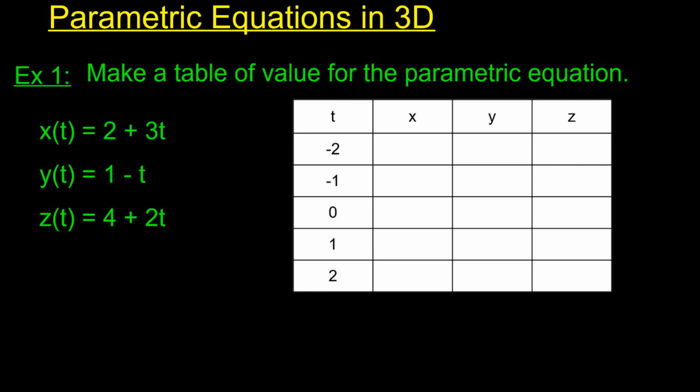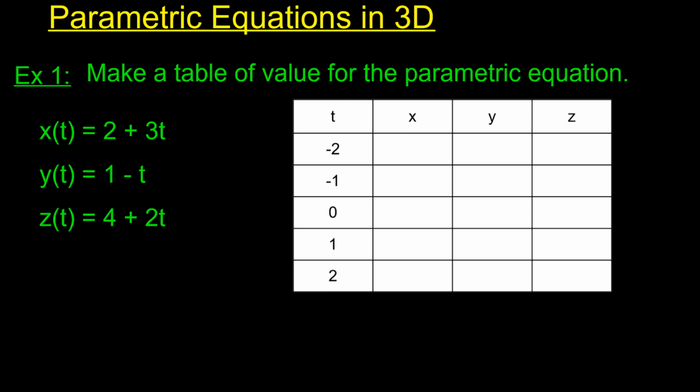So in this video, we're going to talk about parametric equations in 3 dimensions. What we're going to look at first is an example that says make a table of values for this parametric equation. In 3 dimensions, we don't have x, y anymore. We have x, y, and z. So we're going to come up with a bunch of points given the time parameter, and those points are all going to have an x, y, and z value.